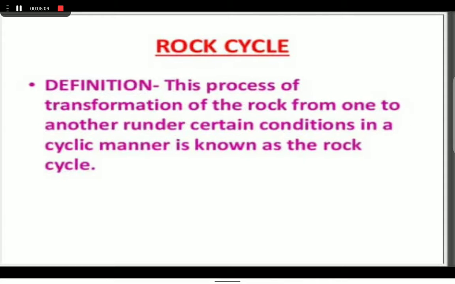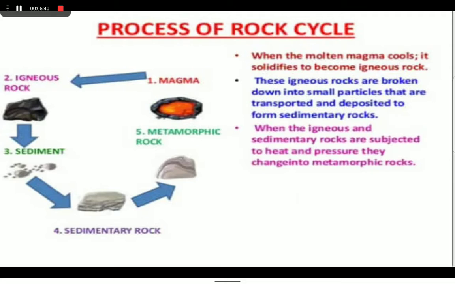Rock cycle. What is meant by rock cycle? The process of transformation of the rock from one to another under certain conditions in a cyclic manner, that is known as the rock cycle. One type of rock changes into another type under certain conditions in a cyclic manner. This process of transformation of the rock from one to another is called the rock cycle.